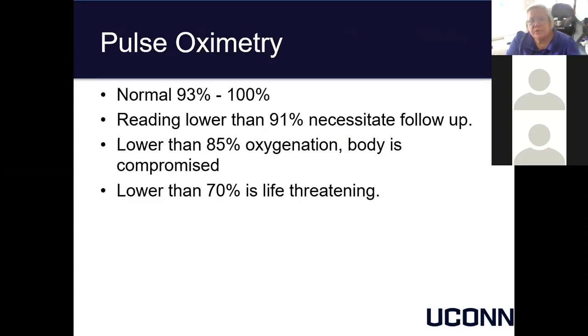Pulse oximetry, again, we're looking for above 93 as considered normal most places. Many folks will talk about above 95, but the reality is Medicare doesn't pay for oxygen until they're below 90. And in a minute, I'll show you why.